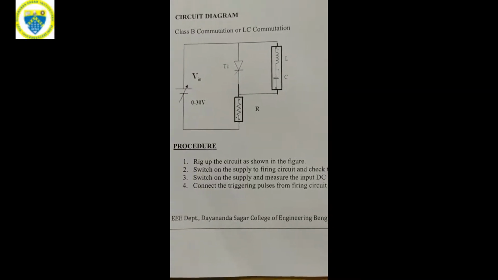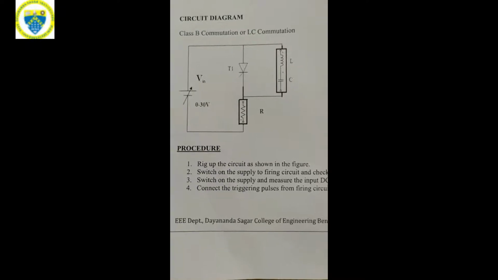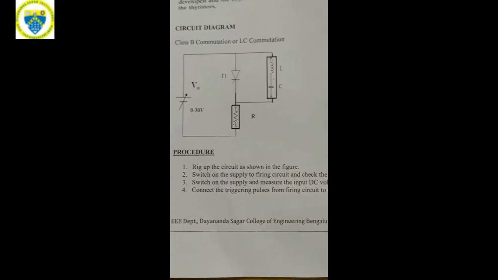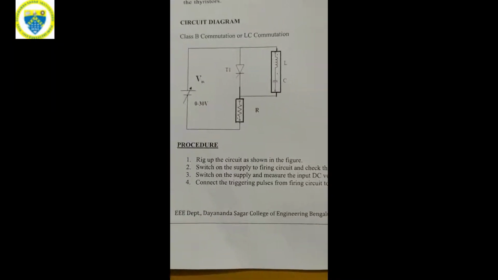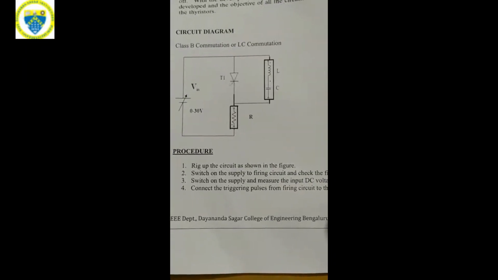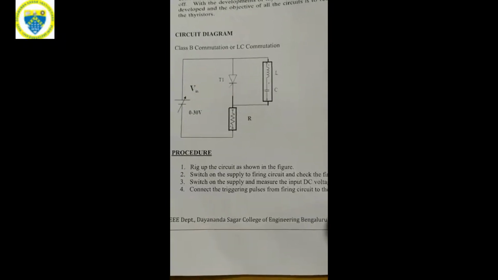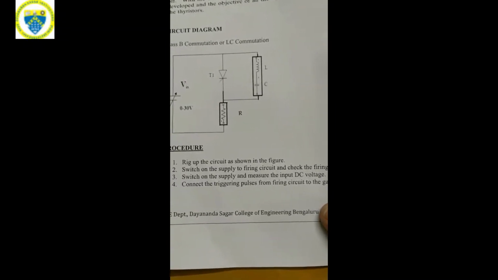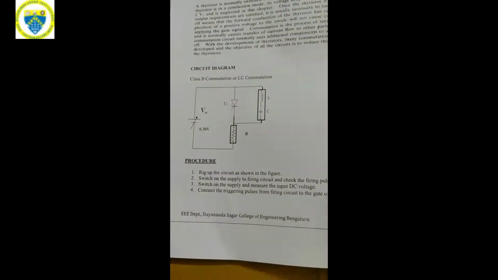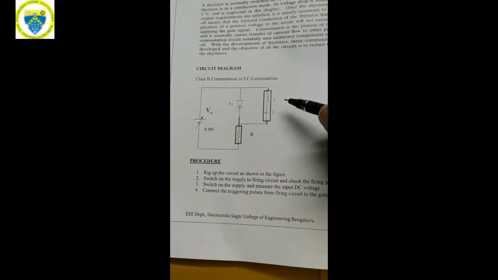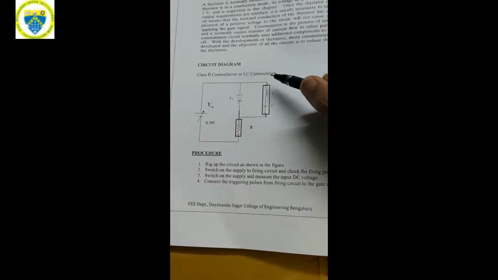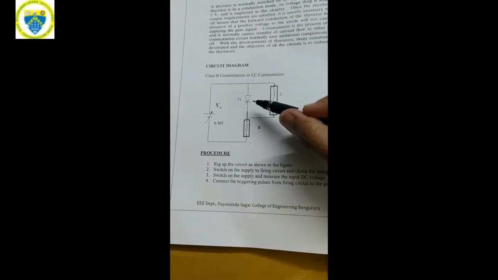Class B commutation is also called LC commutation. Another name for LC commutation is resonant pulse commutation. It is a forced commutation technique to turn off SCR. Here, a gradual resonant current in the reverse direction, from cathode to anode, is built up to turn off the thyristor. L and C connected in series form a resonant circuit. This resonant circuit itself is used to turn off the thyristor.